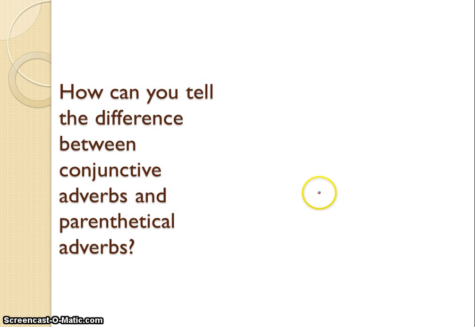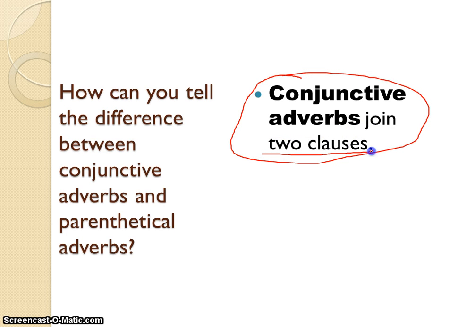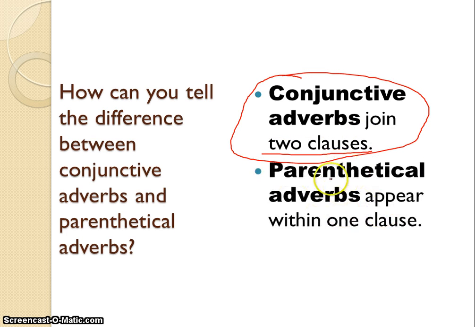Okay, so how can you tell the difference between conjunctive adverbs and parenthetical adverbs? Conjunctive adverbs join 2 clauses. Parenthetical adverbs appear within 1 clause. Like what I was showing you a little bit ago, leaving those parenthetical adverbs out, we still had 1 independent clause. They just interrupted the flow of it.